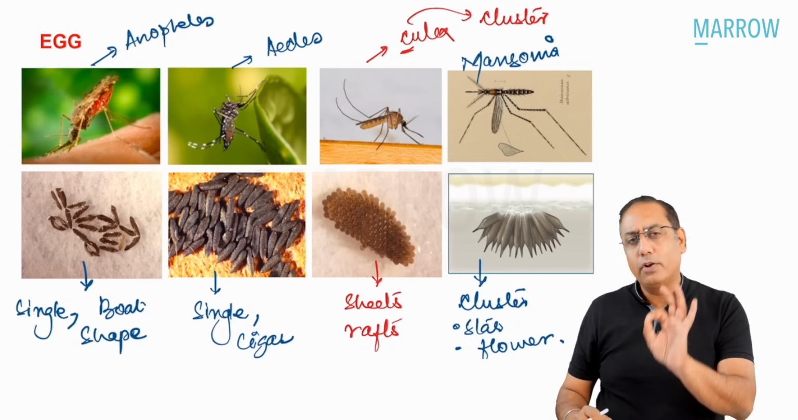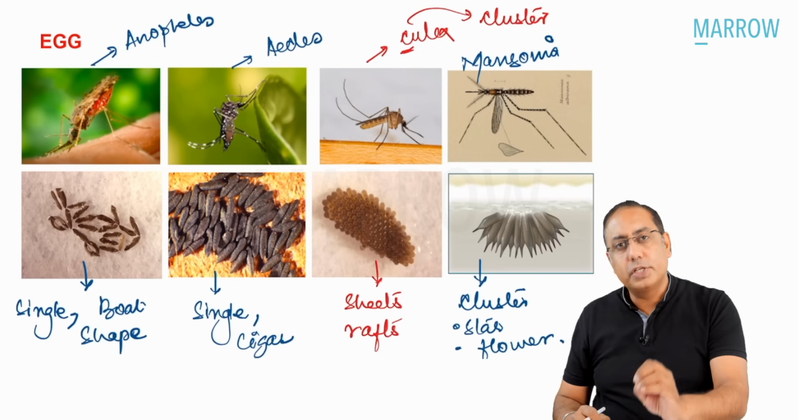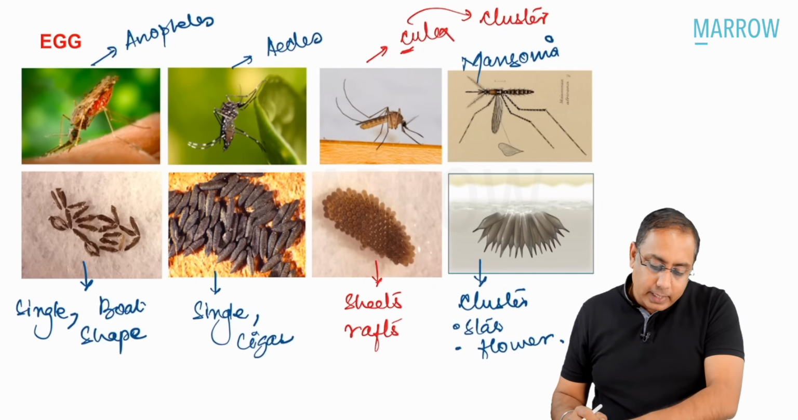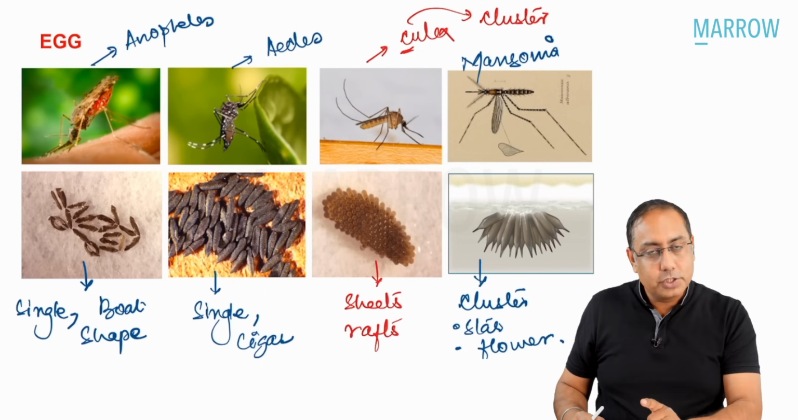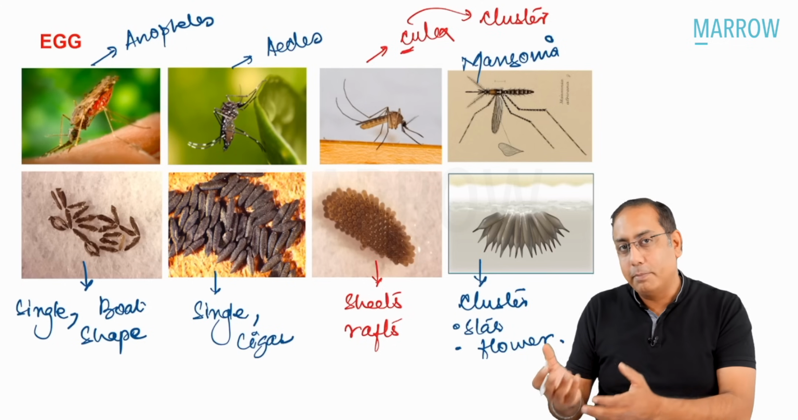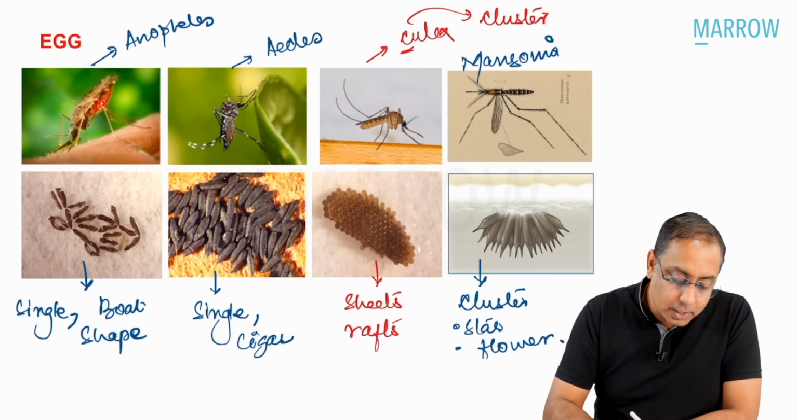So repeat with me: Anopheles is a single egg, boat-shaped with lateral floats. Aedes is a single egg, cigar-shaped. Culex is in clusters, and Mansonia is in star-shaped clusters.